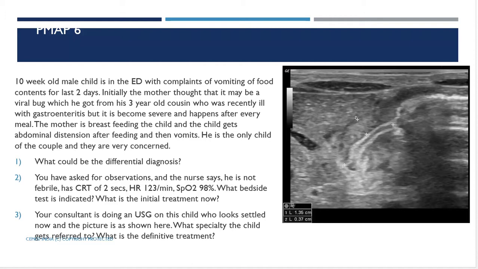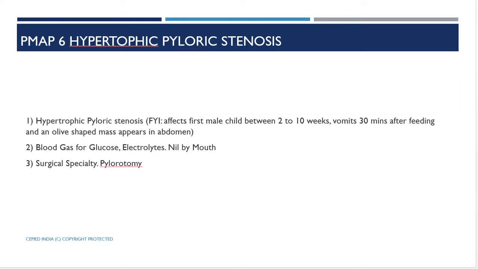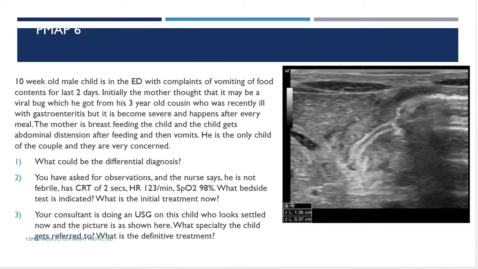What specialty does it get referred to? You know the diagnosis is congenital hypertrophic pyloric stenosis. You refer it to the surgical specialty or pediatric surgery, and definitive treatment is pyloromyotomy. What is the initial treatment? You can get an IV access, hydrate the child, but initial treatment will be nil by mouth.